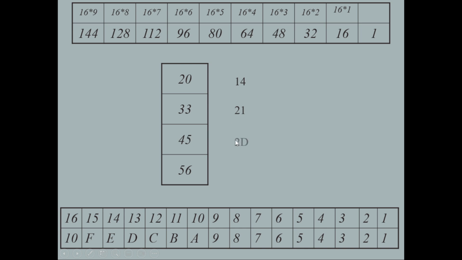For 45, we have two groups of 16. And what's left over? Well, what's 45 minus 32? 13. How do you say 13 in hex? D. So it's 2D. Okay. 56, we have now 3 groups of 16 because 16 times 3 is 48. What's left over? 8. So it's 3, 8. Okay, go ahead and pause the video, see if you can go through these and convert these decimal numbers to hex. Use the cheat sheet at the top to get that first number. Okay.